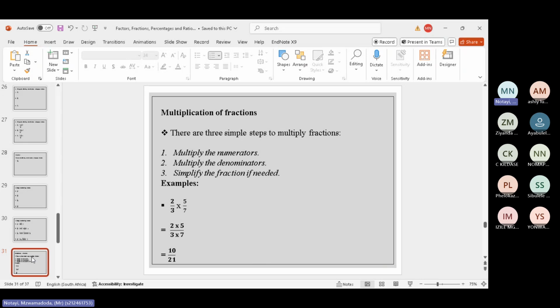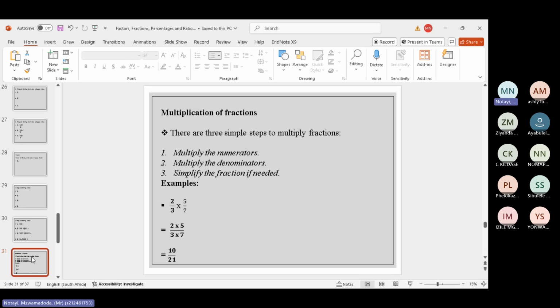It's the multiplication. Let's look at the multiplication of fractions. So there are 3 simple steps to multiply fractions. The first one, you multiply the numerators. The second one, you multiply the denominators. And then you simplify the fraction if needed. So multiply the numerators, multiply the denominators, simplify the fraction.